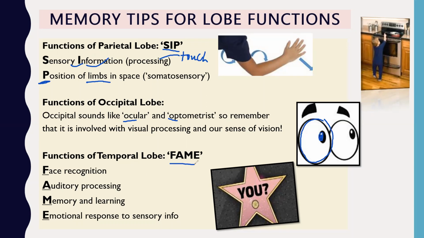And for the temporal lobe, you've got the memory tip FAME, so facial recognition, auditory processing, memory, and emotional attachments to memories. Emotional components of memories basically refers to the fact that if you went to a haunted house when you were really young, and you were really scared, your ability to remember that memory, but to also remember how scared you were, is because of the amygdala in your temporal lobe. The amygdala is the fear center of the brain, and that's what emotional responses to information is about, attaching emotional components to your memories. Okay, those are the memory tips for the different lobes.